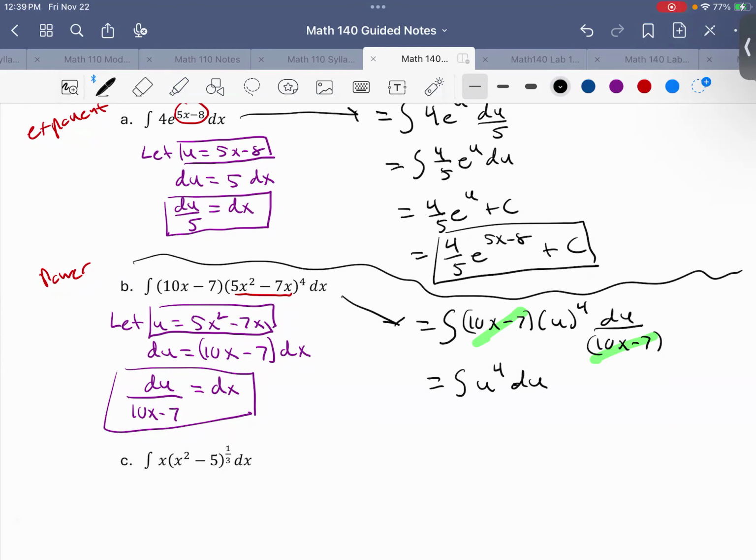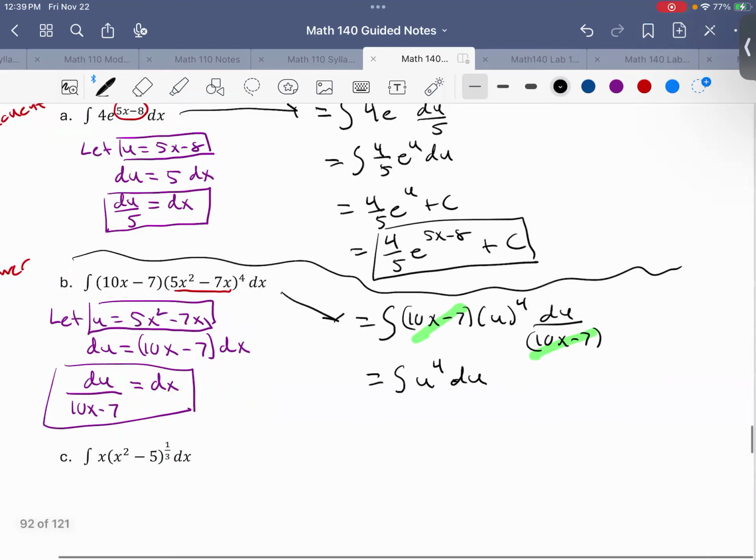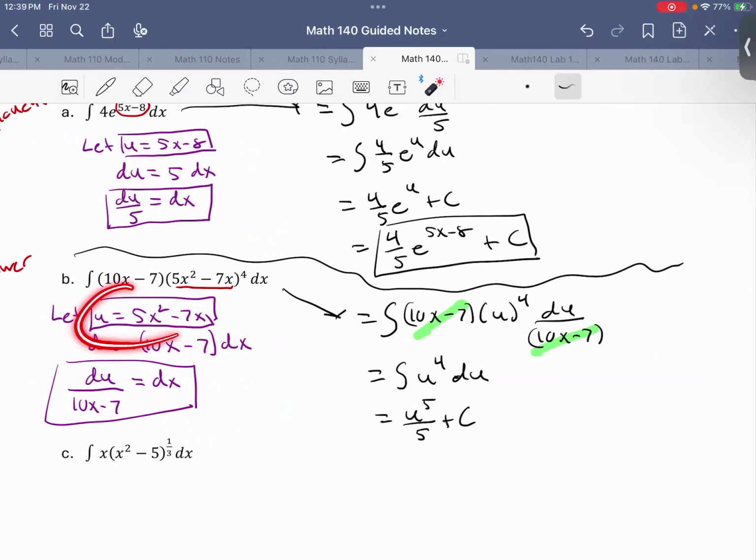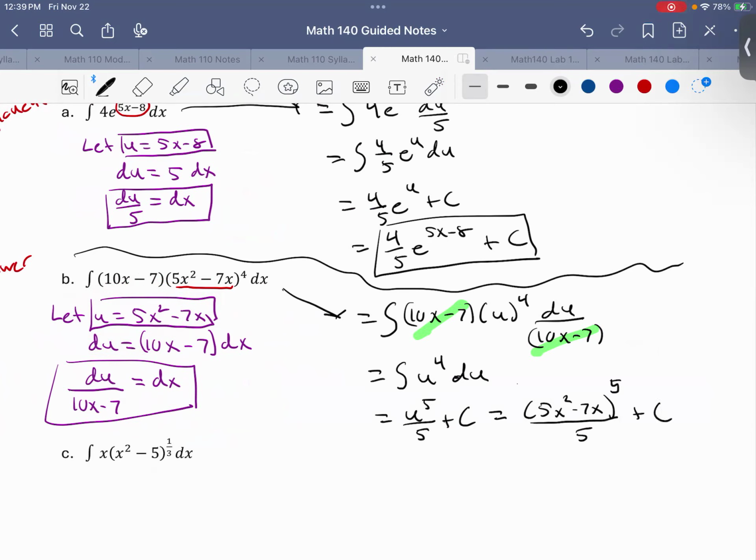And so the integral of this u to the fourth du is fairly easy. So it's going to be u to the fifth over 5 plus c. And then last step is to plug back in what our u equals to get it in terms of x. So what we end up with is 5x squared minus 7x to the fifth over 5 plus c. And that is our final answer.